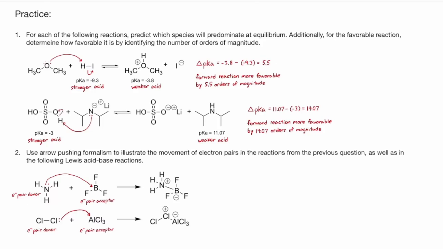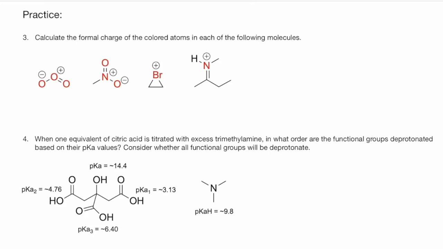With these arrows, we've indicated that the non-bonding electron pair on nitrogen is used to form a bond with hydrogen, and the hydrogen-oxygen bond breaks, returning the shared electrons in the bond to the oxygen atom. This leaves us with our two products, lithium hydrogen sulfate and diisopropylamine. Let's move on to the next question.